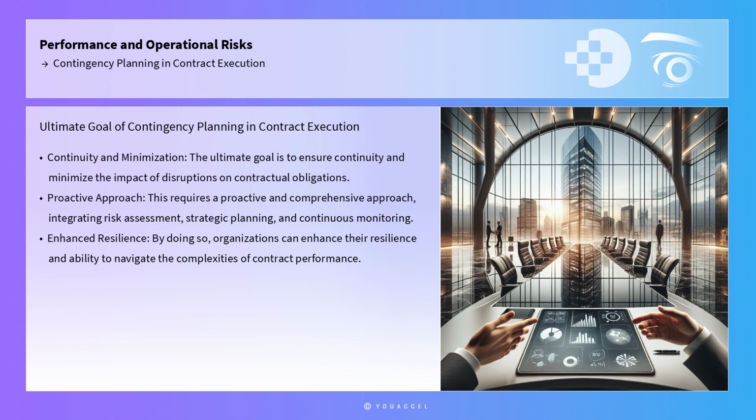The ultimate goal of contingency planning in contract execution is to ensure continuity and minimize the impact of disruptions on contractual obligations. This requires a proactive and comprehensive approach, integrating risk assessment, strategic planning, and continuous monitoring. By doing so, organizations can enhance their resilience and ability to navigate the complexities of contract performance amidst an ever-changing risk landscape.